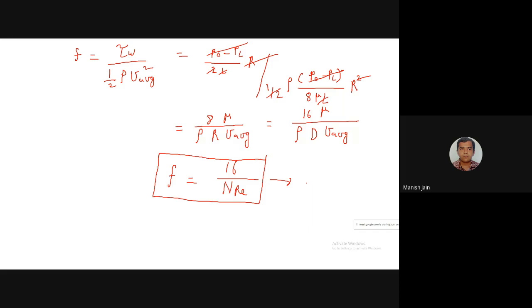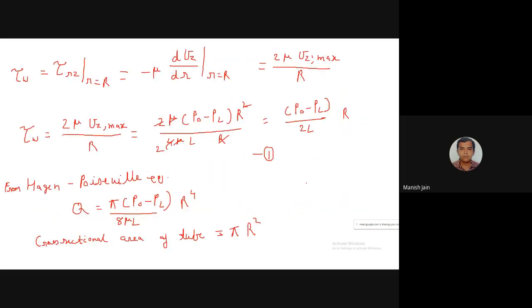And this formula is only true when you have laminar flow, because of the Hagen-Poiseuille equation which we have taken during this derivation, where we have taken Q equal to pi (P0 minus PL) divided by 8 mu L, R to the power 4. So this equation is only true when you have laminar flow. Okay.